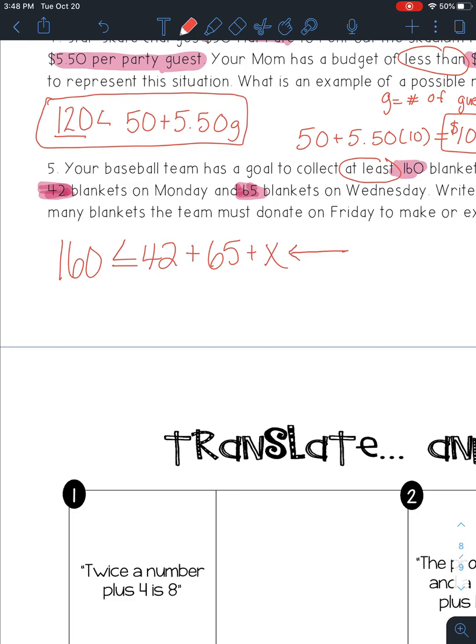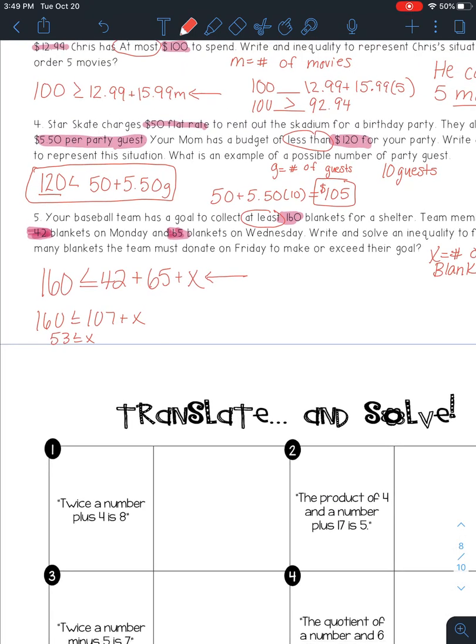All right, so let's solve it. So we have 42 plus 65 right now. That's going to give us a grand total of 107. Okay, so I'm going to subtract 107 from both sides. That will give me 53 is less than or equal to x. Okay, so that means they need to collect 53 or more blankets.